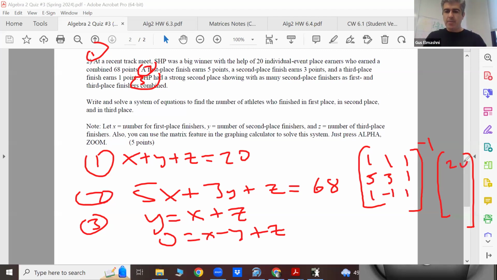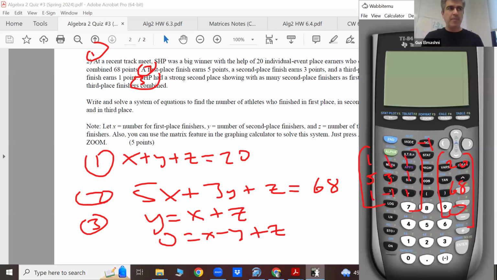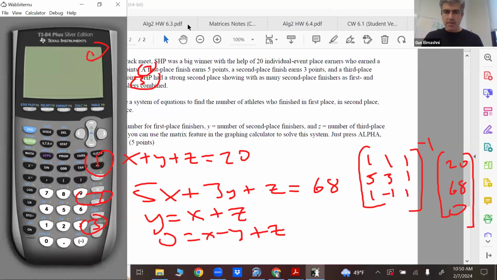And then the constants up here, 20, 68, and 0. And you just plug and chug in the calculator, and you'll be good. It'll spit out all the answers. That way you don't have to keep doing the algebra again. So let me move it over. Hold on. Why is it not? There we go. Sorry.